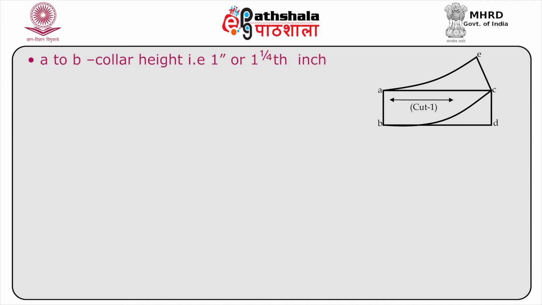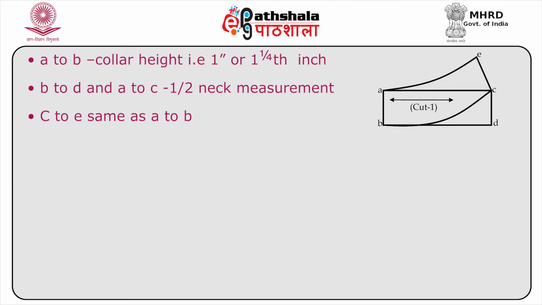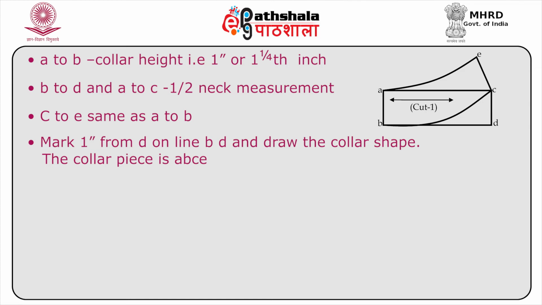These are the drafting instructions to draft the collar as well as the interlining. A to B is collar height, that is 1 inch or 1/4 inch. B to D and A to C is half neck measurement. C to E is the same as A to B. Now mark 1 inch from D on line BD and draw the collar shape. The collar piece is ABCE.